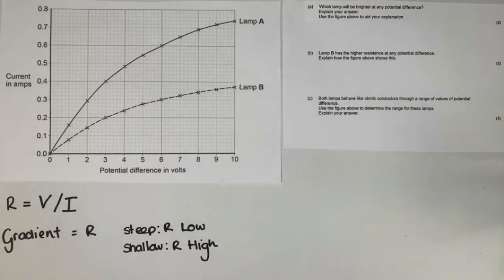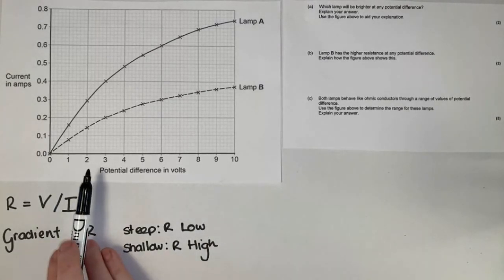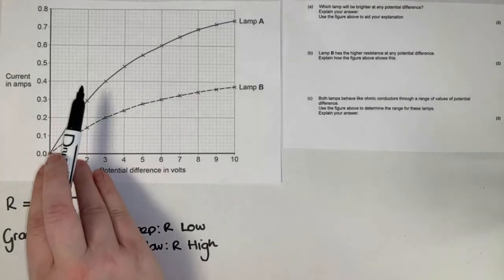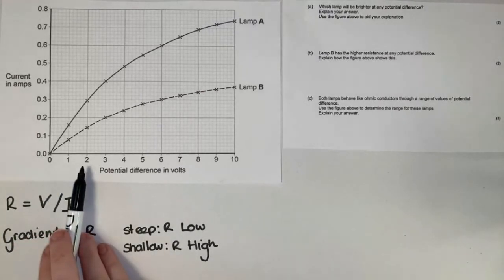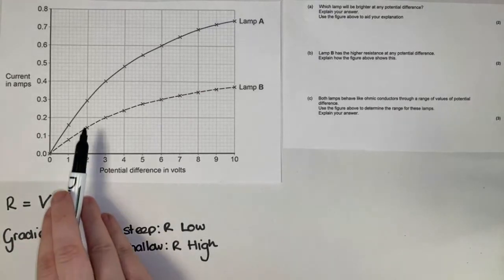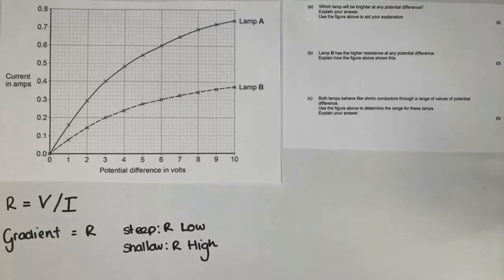So resistance is equal to voltage divided by current. The gradient of the line tells us about the resistance. If it's a steep gradient, then the resistance is going to be low, because a small change in potential difference leads to a big increase in current. It's easy for the current to flow. If the gradient is shallow, then that means there's a high resistance. A small change in potential difference only leads to a small change in current. It's not very easy for the current to flow.